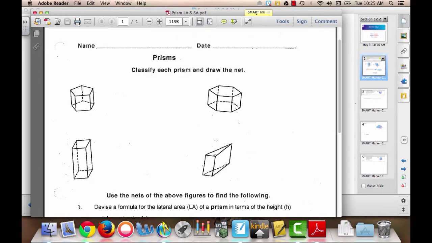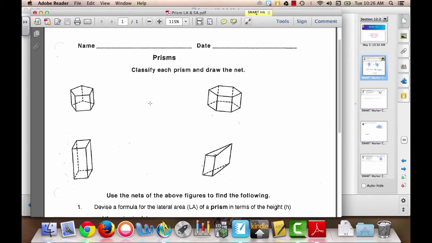When you open up the instructions, you're going to see 4 different prisms. These are right prisms, and when you classify a prism, you classify by the name of its base. For example, this base is a pentagon, so this is a pentagonal prism. These are all right prisms, so their lateral faces are rectangles, and the lateral edges are the height of the prism as well as the height of the lateral faces.